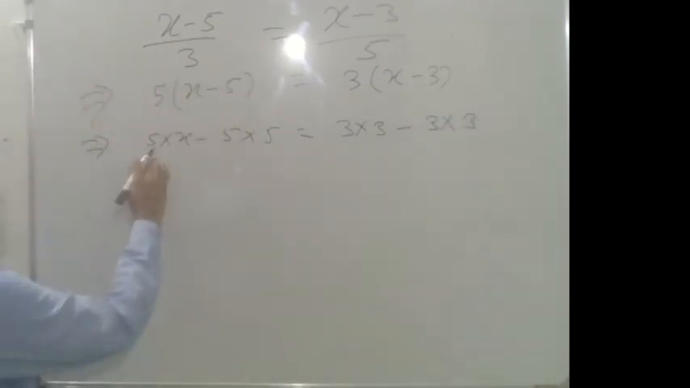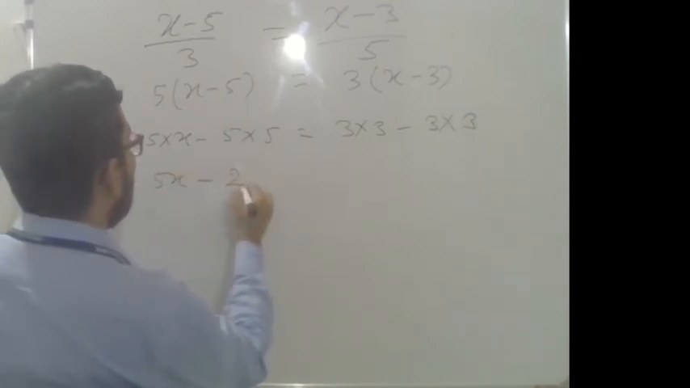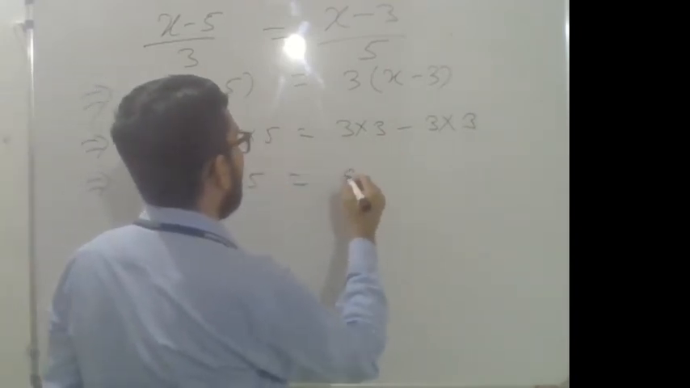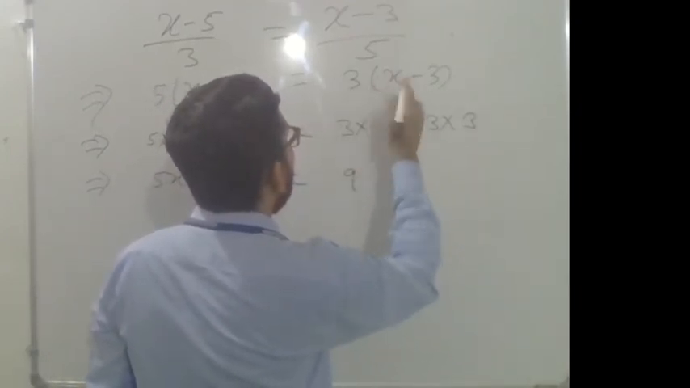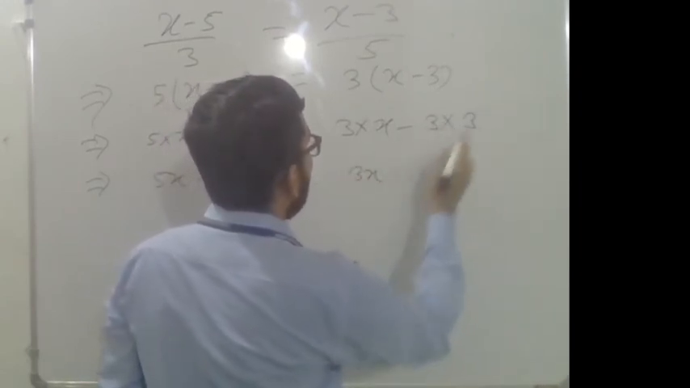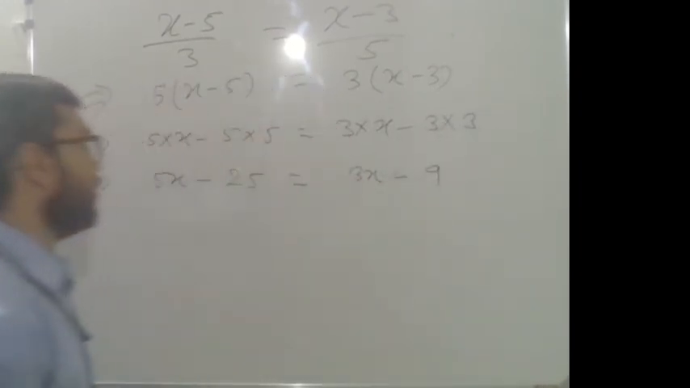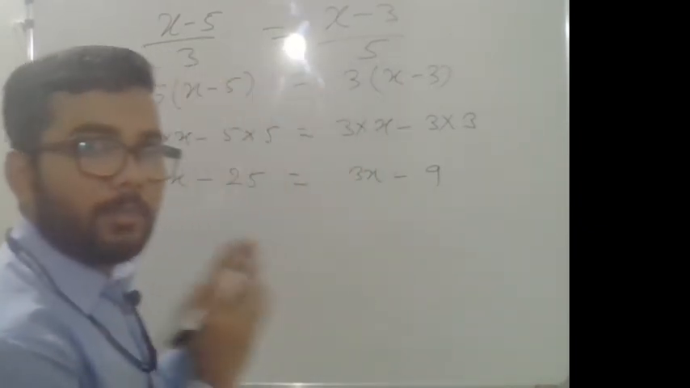5 into x is 5x. 5 into 5 is 25. Sorry, this is x. 3 into x is 3x, and 3 into 3 is 9. This is now a simple linear equation.